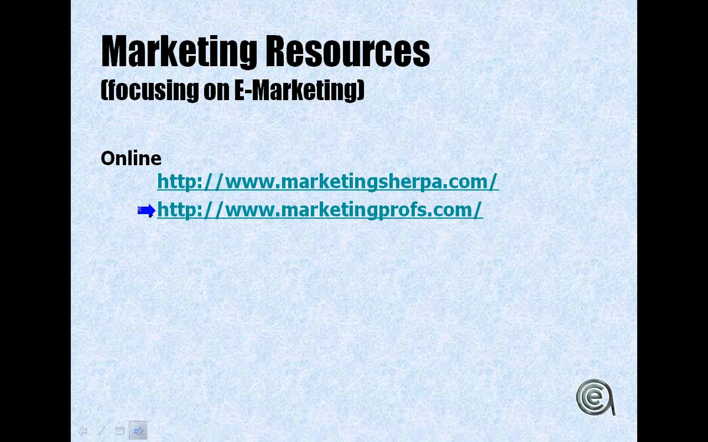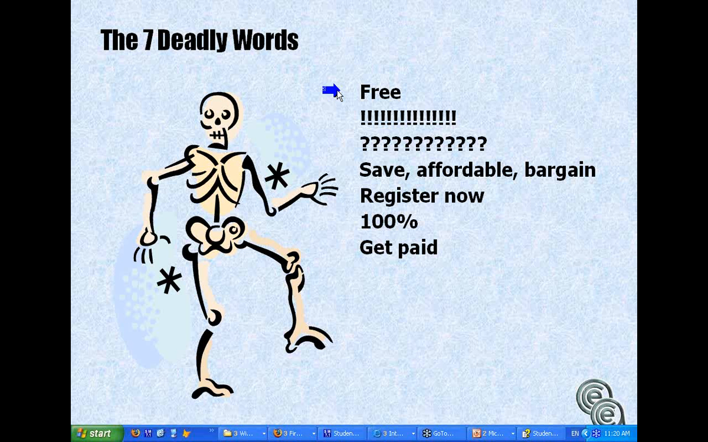Okay, back on email. And again, here are a couple of tips about things to watch for when you're doing email so that you do not get a bad spam rating. Number one, the word free, big spam flag. Use of exclamation points, lots of punctuation with the question mark, save, affordable, bargain. Register now. That's a bit of a problem because everybody, you want people to register. 100% get paid. Now, of course, that's the get paid schemes.